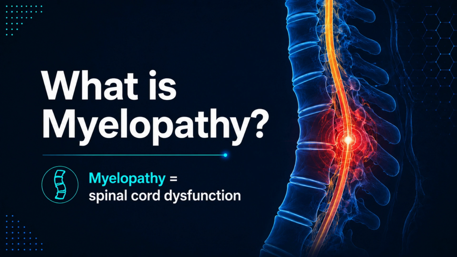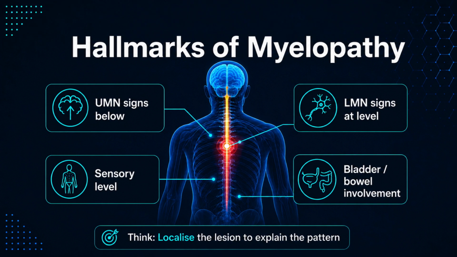The problem may be due to compression, inflammation, vascular injury, trauma, infection, metabolic disease, or tumor. The key is not the exact cause at first, but recognizing that the neurological pattern points to the spinal cord. The classic hallmarks of myelopathy are upper motor neuron signs below the lesion, lower motor neuron signs at the level of the lesion, a sensory level, and bladder or bowel involvement.